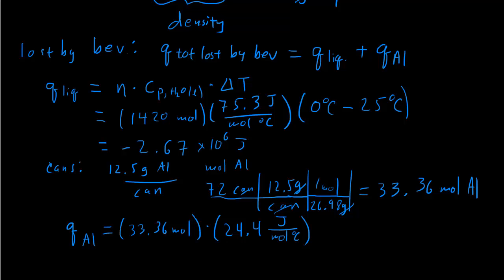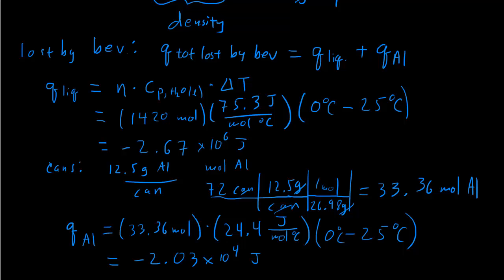Then we're going to multiply it by our temperature change, which again is 0 for our final temperature, an ice-cold beverage, minus the room temperature that we start out with, in degrees Celsius. Okay, so we calculate the heat from the aluminum cans, and we figure out that we need to remove, so removed is the negative sign, 2.03 times 10 to the 4th joules. And we do all this math.